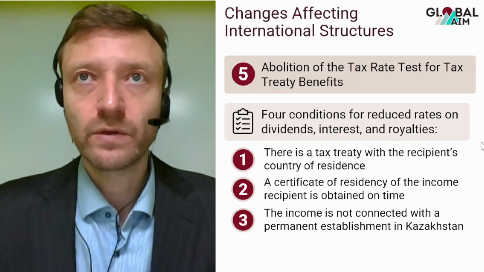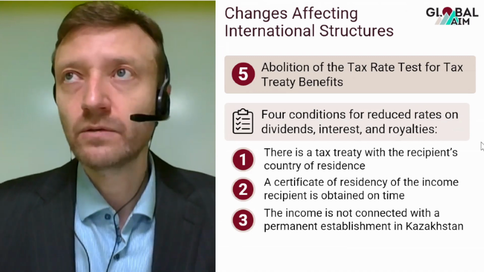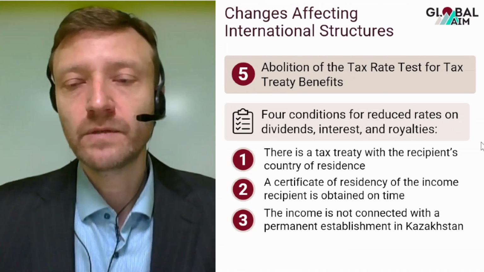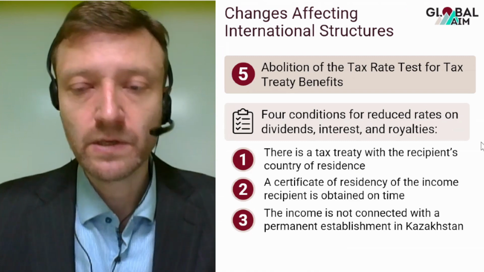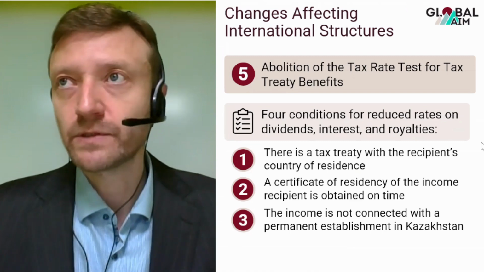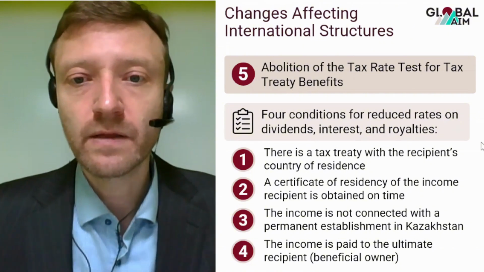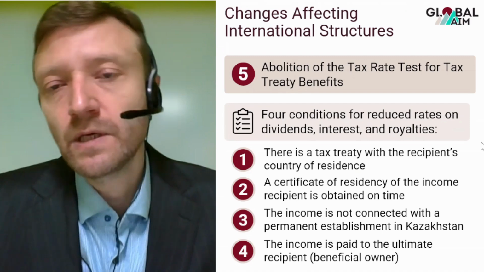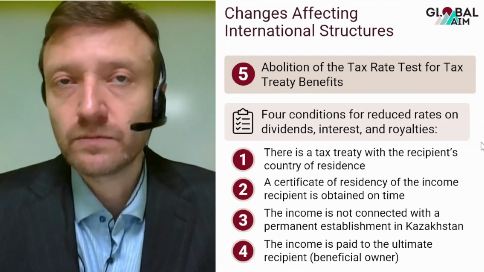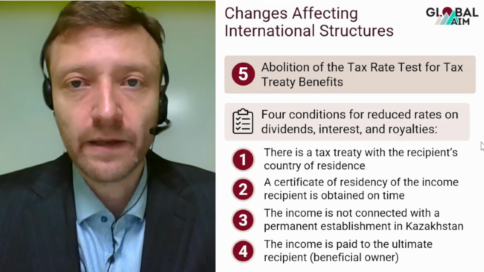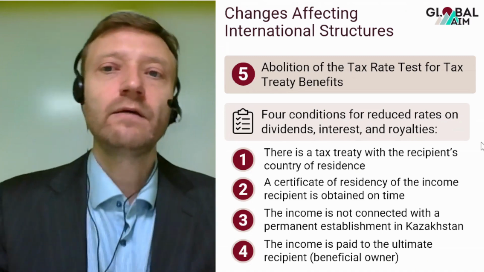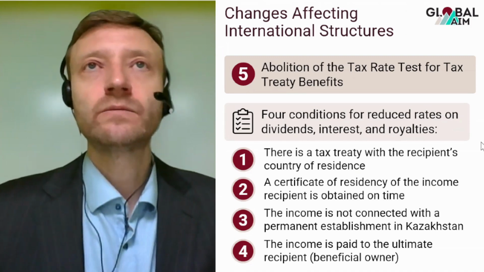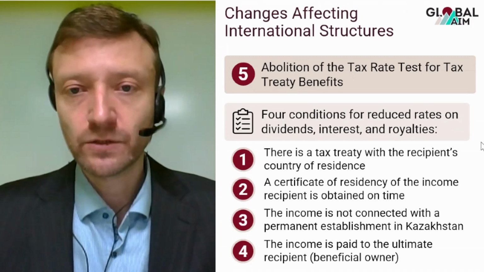I would say that the wording was improved in the new version of the tax code, and hopefully fewer disputes will arise between the taxpayers and the tax authorities around the attribution of income to permanent establishments in Kazakhstan. And finally, the recipients of income should be the beneficial owner of this income, which is again in line with international standards. Beneficial ownership is an evolving concept in Kazakhstan, and we see more and more cases where structures are scrutinized on the basis of this concept.